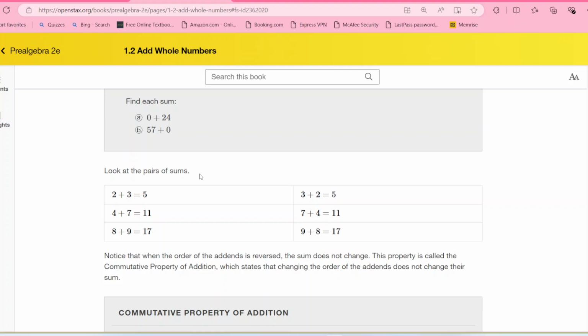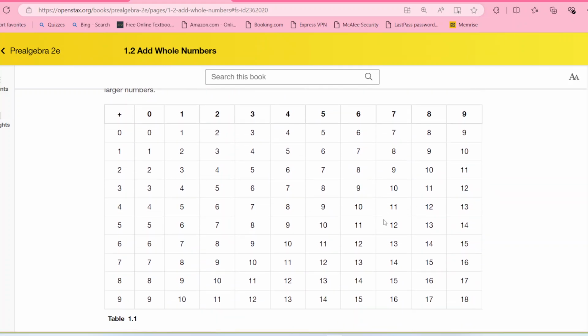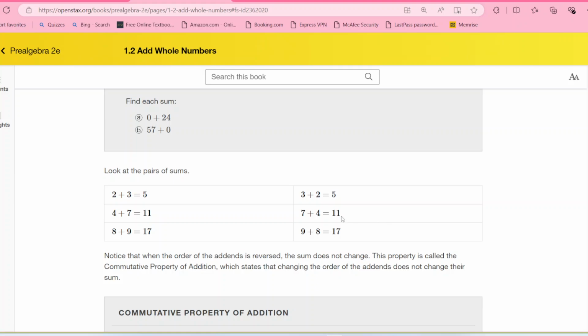So now they're saying, look at the pairs of sums in the following chart. You see how 2 plus 3 is 5, but also 3 plus 2 is 5. Here in the second row, 4 plus 7 is 11, but also 7 plus 4 is 11. And you can always refer back to this table up here with your single digit addends if you're unclear, but get to knowing those, memorize those, know them well.